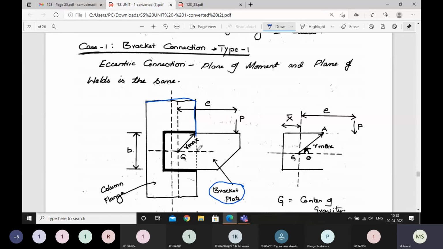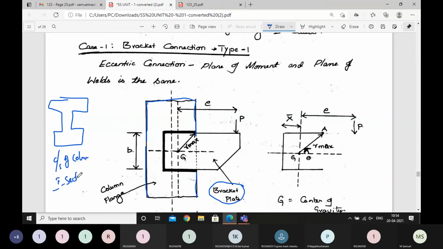Okay, you can clearly see here, right? This is some section, a column. You can call it a column. ఈ కేసులో మనం ఒక కాలం అనుకుందాము. ఓకే, దీని క్రాస్ సెక్షన్ ఇలా ఉంది అనుకున్నాం. కాలం క్రాస్ సెక్షన్ ఇది. ఓకే, క్రాస్ సెక్షన్ ఆఫ్ కాలం, ఐ సెక్షన్ అన్నమాట. ఐ సెక్షన్.